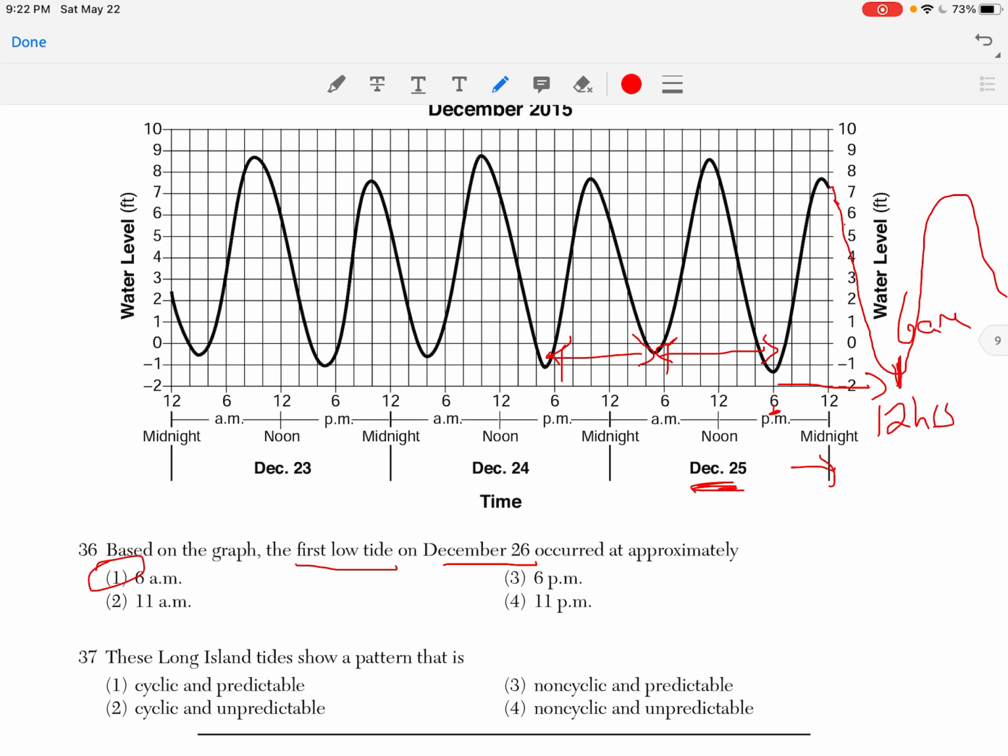Now, staying with this graph, the next question, 37, says, these Long Island tides show a pattern that is what? Well, as you can tell, this is definitely cyclical. It's up and down and up and down and up and down, a regular pattern. And as we just did in the previous question, we can easily make predictions about this and know what's going to happen into the future because it's so regular in its pattern. So the answer is number 1, cyclic and predictable.